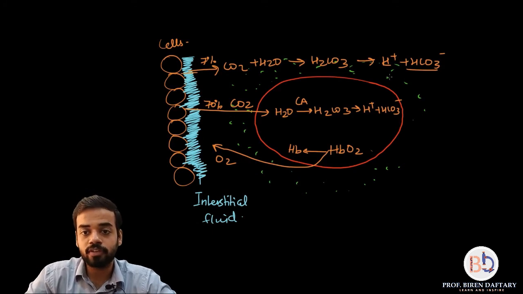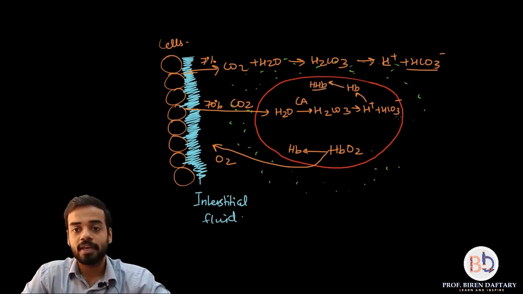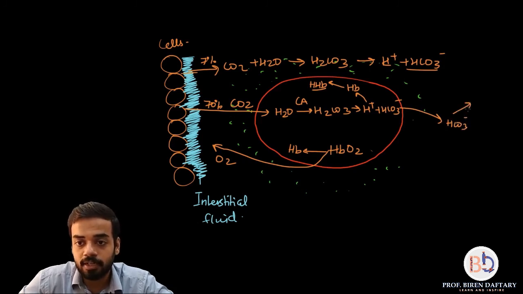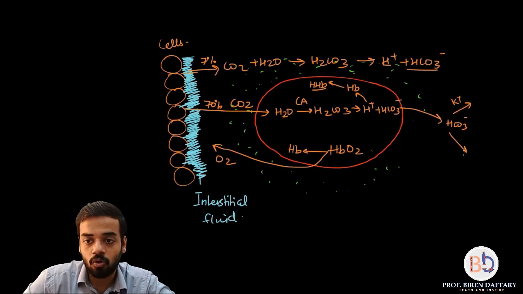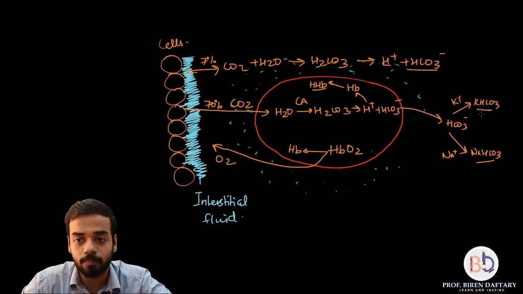What we have to show? We have to show that this H plus combines with hemoglobin and it gives me HHb, which is reduced hemoglobin. HCO3 minus, what happens? It goes out, okay, and outside HCO3 minus combines with K plus, or it combines with Na plus to give you KHCO3 or NaHCO3, and what will they be? They will be the salts which maintain the pH of the blood.